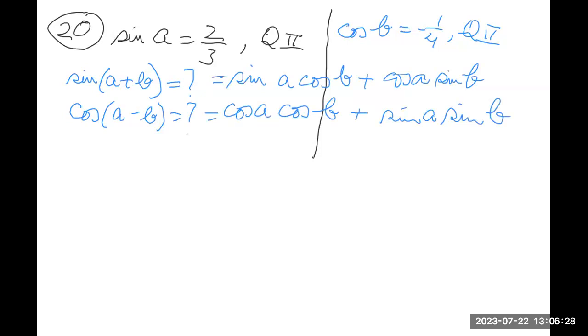So in order to know what sine of A plus B is, we need to know four things: what sine A is, what cosine B is, what cosine A is, and what sine B is. Of those four, we are given two. So we basically have to figure out, using the value of sine A, what cosine A is. And using the value of cosine B, we can figure out what sine B is. So that will be our strategy.